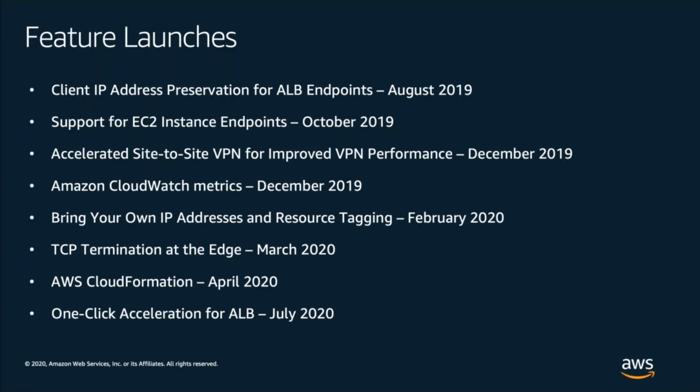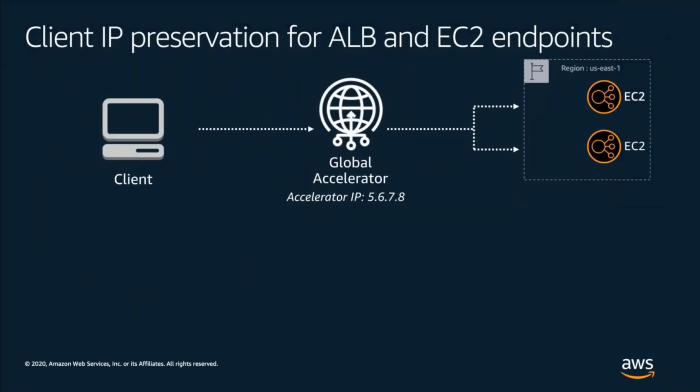So the IP address of the client is untouched when the packet gets to your application. Then we worked with Site-to-Site VPN to launch Accelerated Site-to-Site VPN in December. We then focused on CloudWatch metrics, bring your own IP, TCP termination at the edge, CloudFormation support, and recently the one-click console integration with ALB. I will go through them one by one.